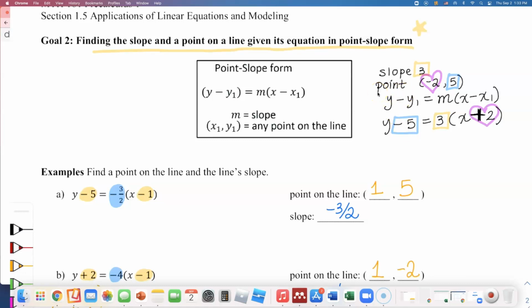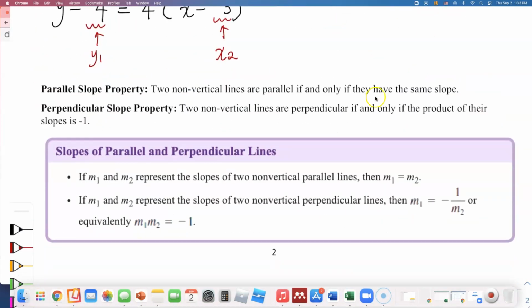Okay, I'll keep this video short and I'll come back and talk about parallel and perpendicular slope in the next video.